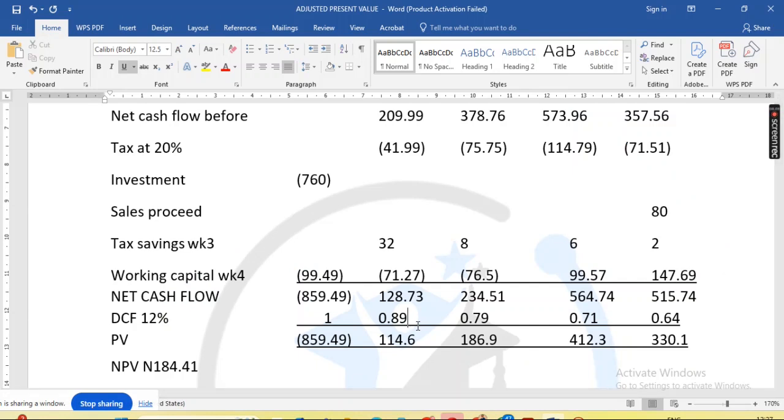0.893. Okay. Then this is what? 0.797. Okay. This is what? 0.712. This is what? 0.636. Okay, so that's fine. So please multiply this so that we can get the first one.